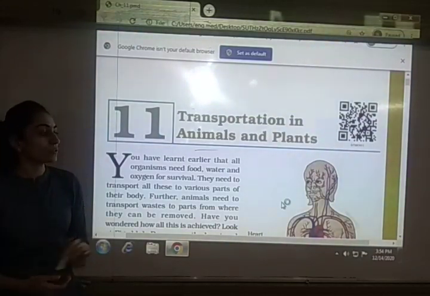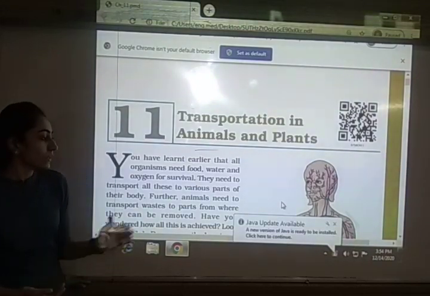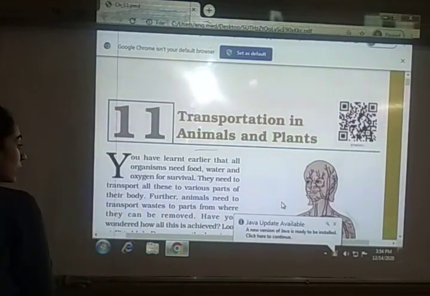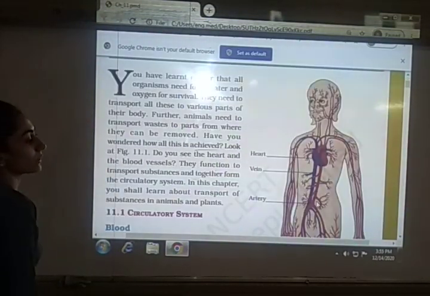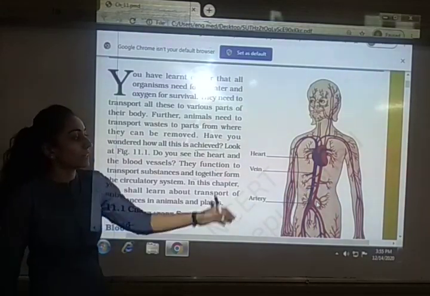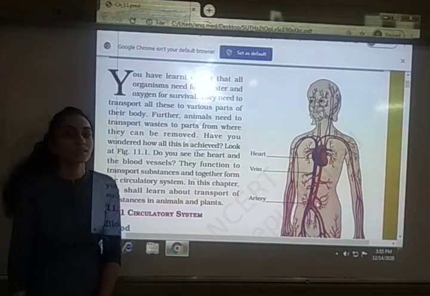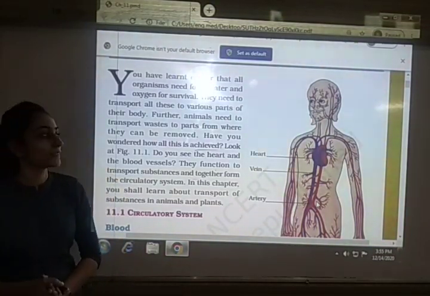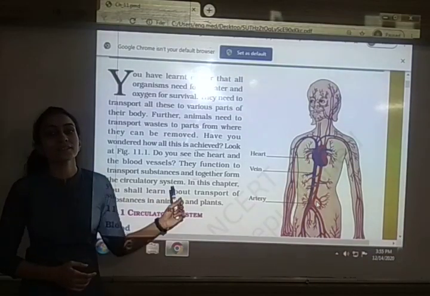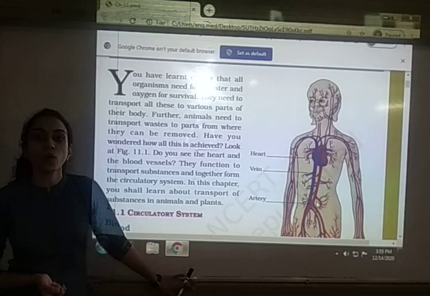In the previous videos of this chapter, first we had seen the circulatory system. In that we had seen what the different parts of the circulatory system are and how it works in our body. The heart, veins and arteries in our body work together to form the circulatory system, and this circulatory system is used to transport different substances in our body.